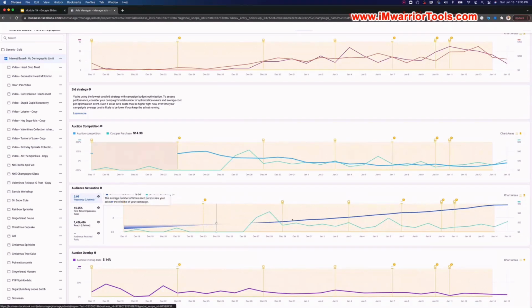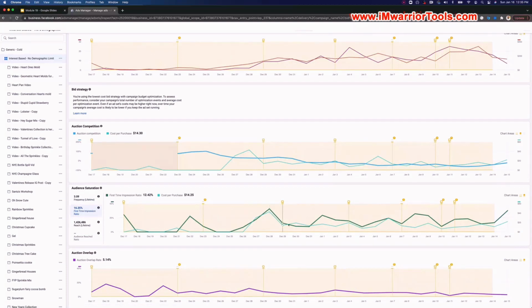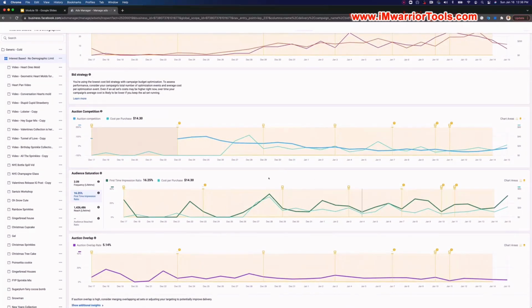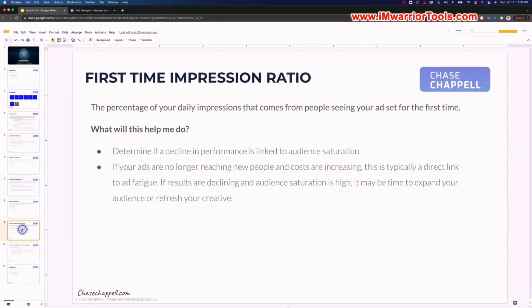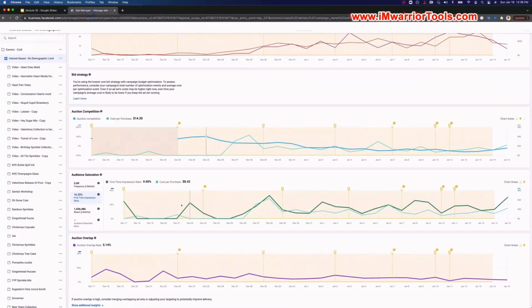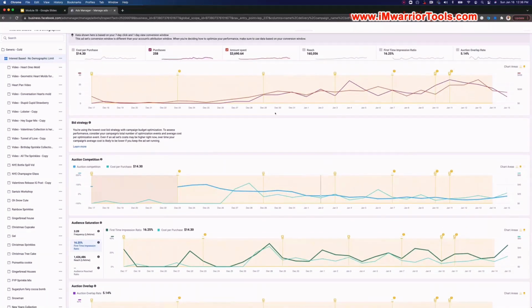And our frequencies are climbing up over time, which makes sense as we're scaling. But our cost per purchase has remained fairly consistent even though our frequencies are increasing. Now our first time impression ratio is fairly low, but it's not negatively impacting performance, so there's nothing to really worry about there. And as you can see, first time impression ratio is how you'll determine if a decline in performance is linked to audience saturation. In this case, it's not linked, and this is just a blue ocean of opportunity to truly continue to scale this audience because we've really dialed this in.